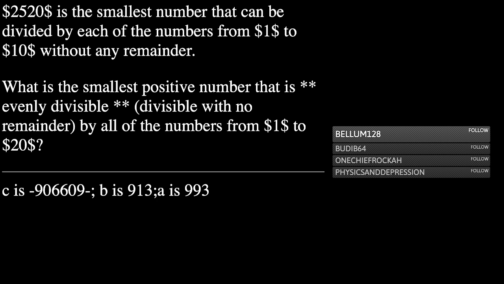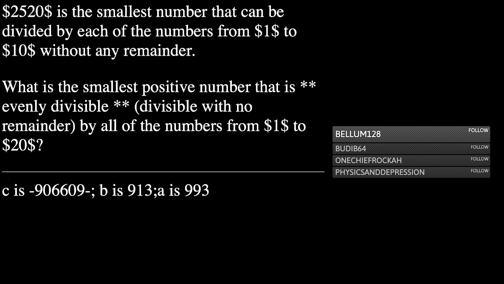What is the smallest positive number that's evenly divisible by all the numbers from 1 through 20? Okay, that shouldn't be too bad. I can actually do that on paper probably, but it might take me a while to do the multiplication. So, paper and a calculator. Yeah, this one should be fine. Let's solve it by hand. Why not?